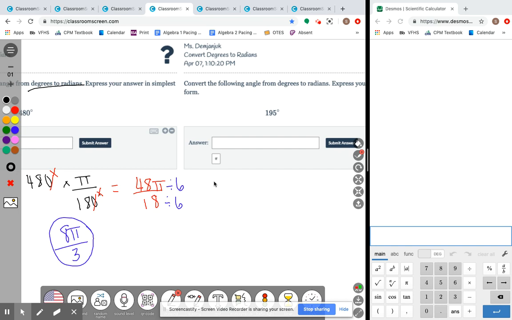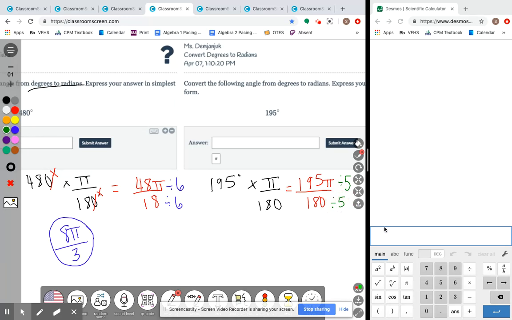Last degrees to radians example. I am going to start with 195 degrees. I need to multiply that by pi over 180. 195 is not divisible by 10, so I instead am going to write it out again as one big fraction. And since 195 ends in a 5, 180 ends in a 0, I know that they're both divisible by 5.